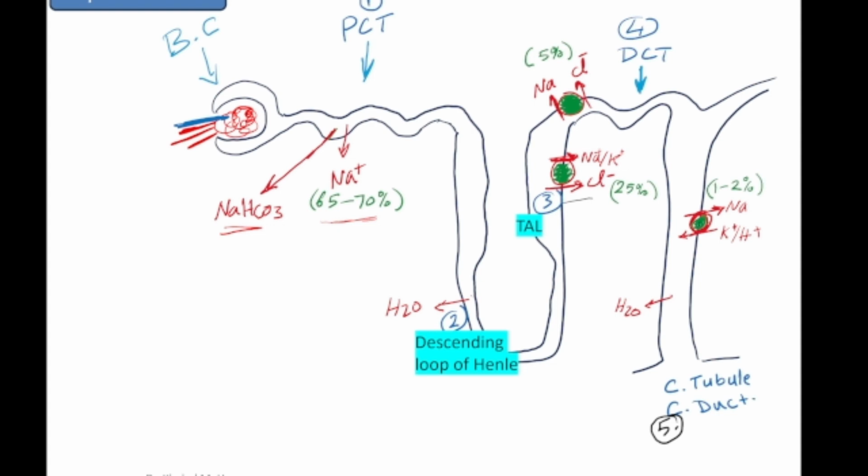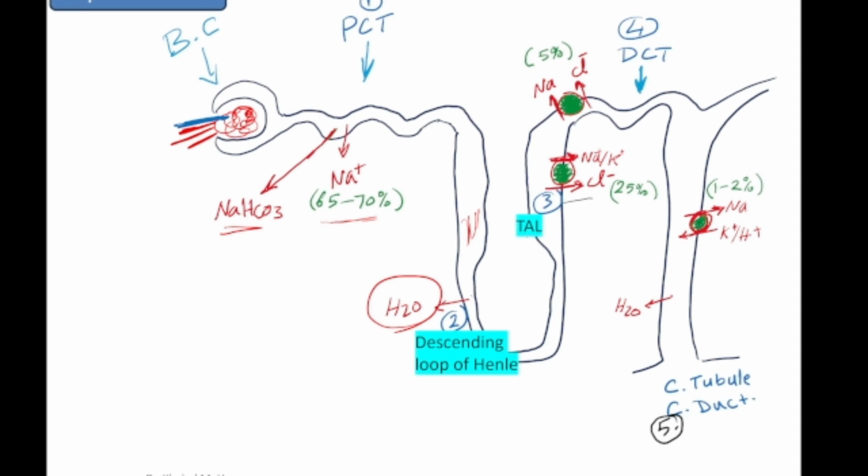The second part is the descending loop of Henle, and this is responsible for reabsorption of water. It brings the water from the nephron to the blood. So we have urine inside the nephron, and outside we have the blood. You can see here the nephron brings the water from the nephron to the blood through the descending loop of Henle.